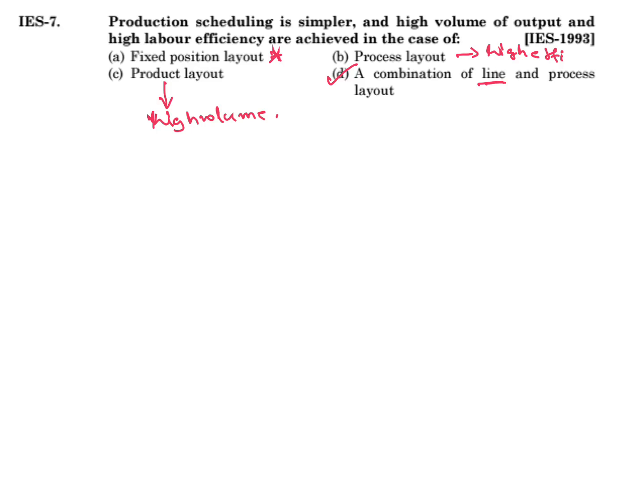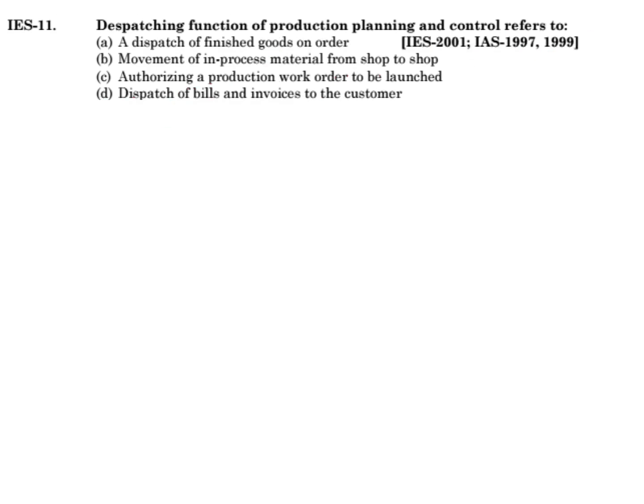Dispatching function of production planning and control, PPC. A. Dispatch of finished goods or on order, no. Movement of in-process material from shop to shop, no. Authorizing a production work order to be launched. Dispatch of bills and invoice to the customer. C is the answer.